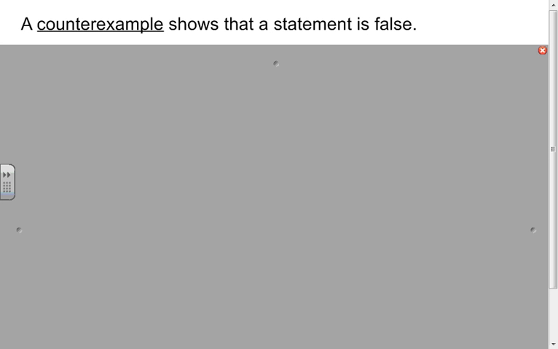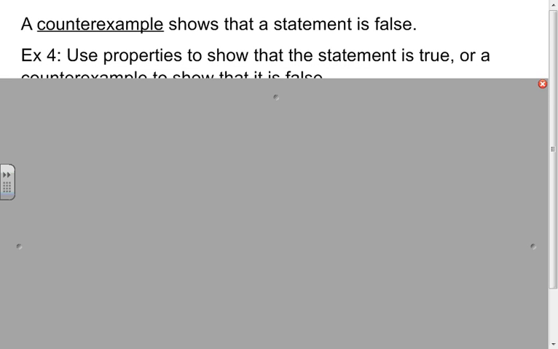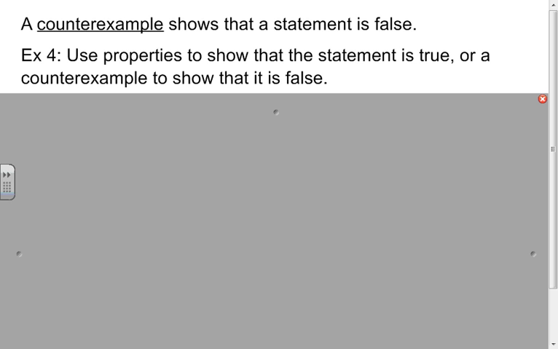Last topic here. A counterexample is something that shows that a statement is false. So we're going to use that in a problem. This problem tells us, these are the directions: use properties to show that the statement is true, or use a counterexample to show that it's false. And we'll do one of each of those.